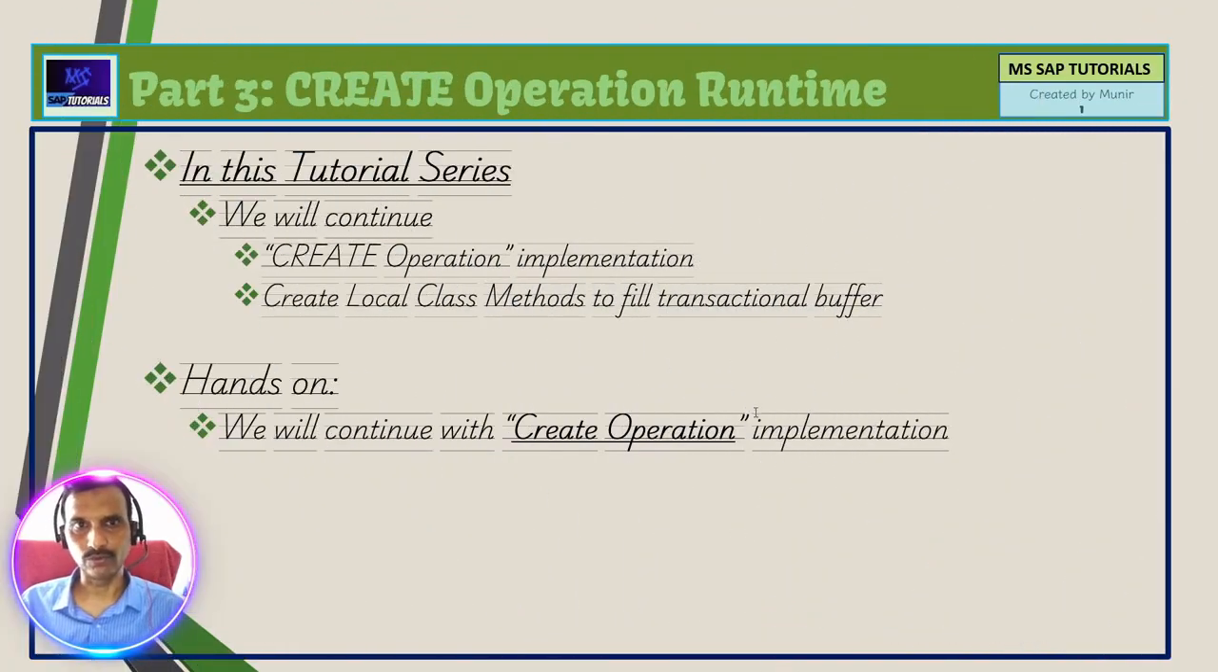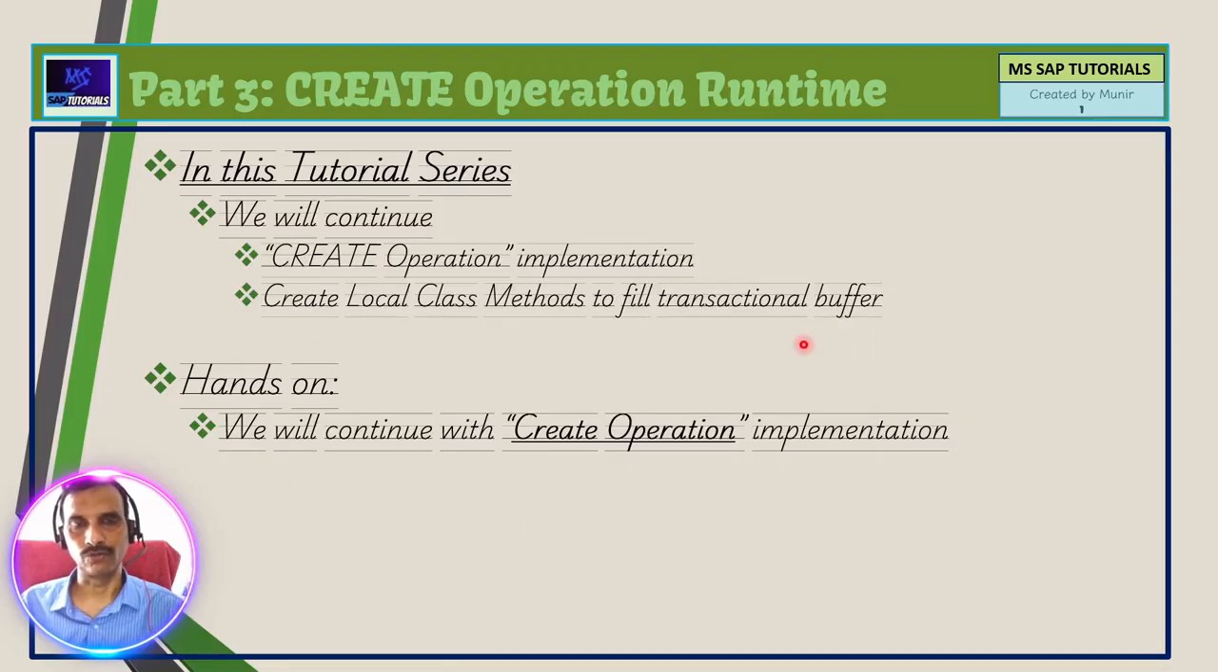Hello and welcome to the next part of the SAP RAP Unmanaged Scenario Series. In today's session, we will continue where we have left our development. We will continue the create operation and try to implement the local class methods to fill in the transactional buffer, and that we will do during our hands-on.